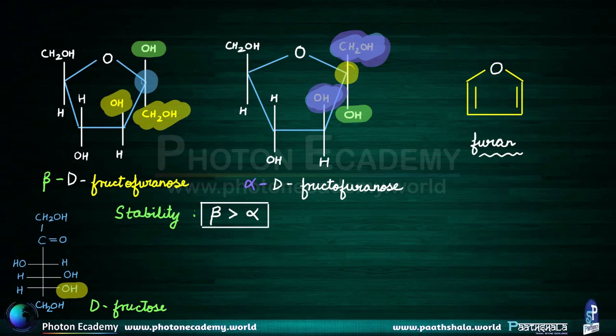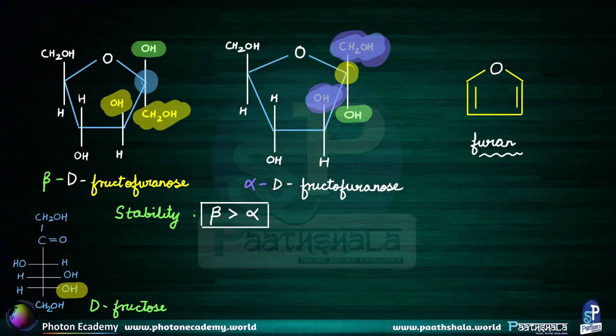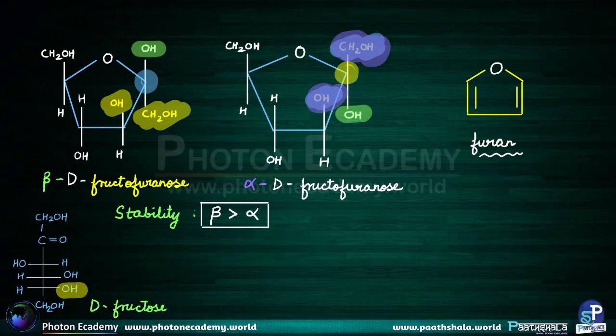Okay, so what can we say? That they are only differing in configuration at the C1 carbon. And we know that if there is a difference of configuration while the rest of the molecule looks similar, we can call them diastereomers. So we proceed and say that these two are diastereomers of each other. So alpha and beta are diastereomers. Now, this was a point of difference.